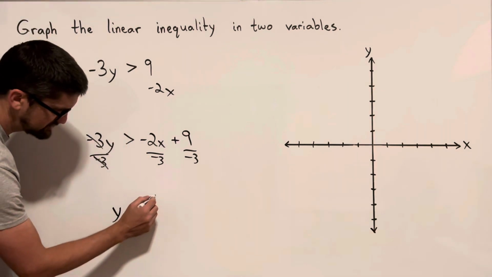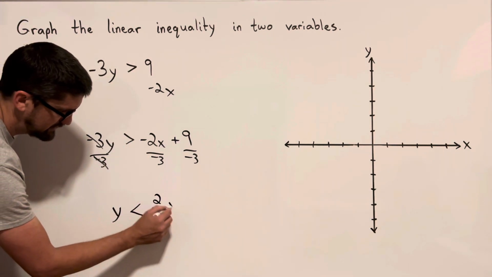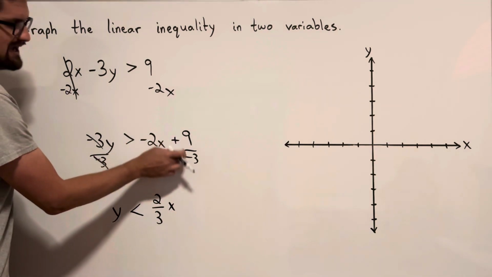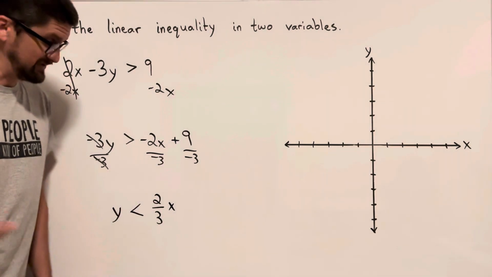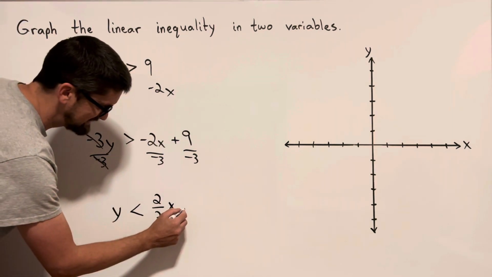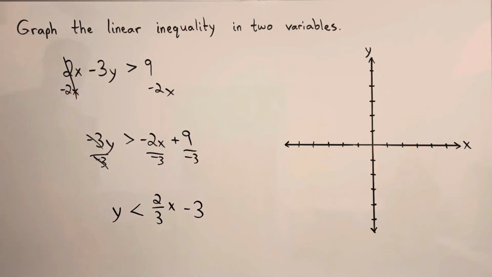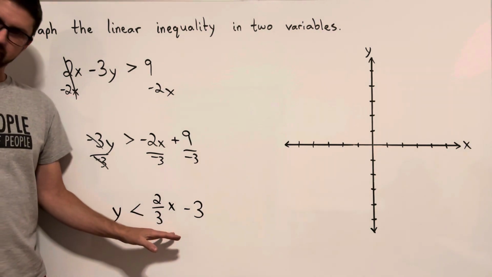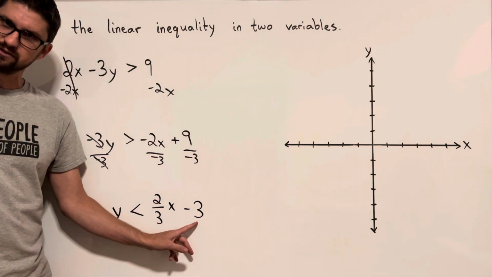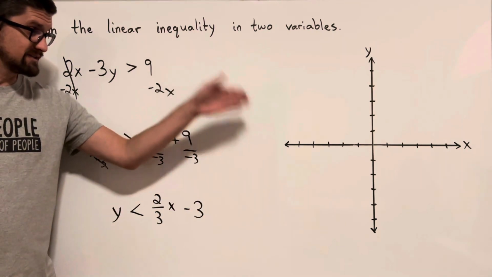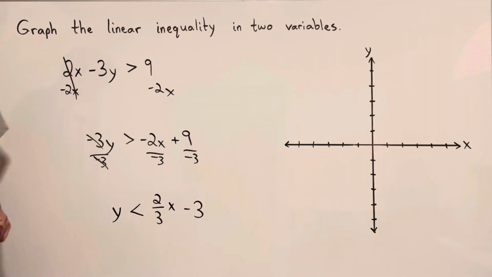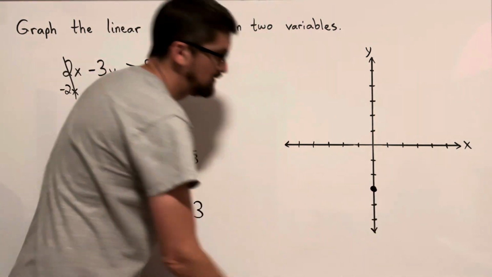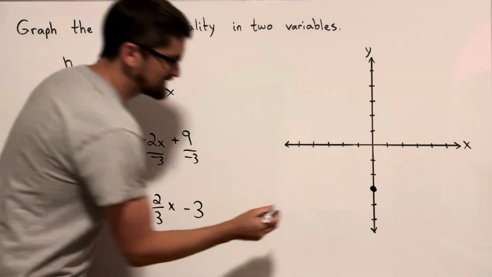On the right-hand side, a negative divided by a negative number is positive. I'm going to write this as 2/3 times x. Then I have 9 divided by negative 3, which is negative 3, so I can write this as a minus 3. The reason I solved for y is that now I can graph this. This is the y-intercept. It's going to cross the y-axis at negative 3, so I'm going to put a point at negative 3 on the y-axis.